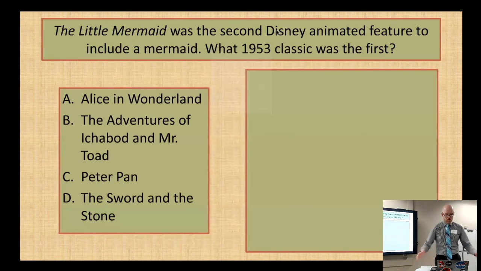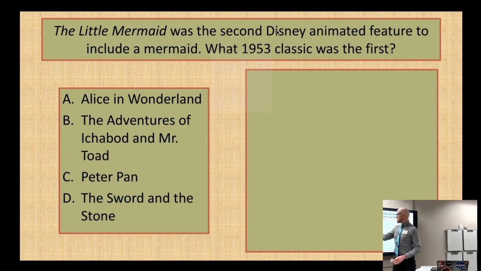All right. So, The Little Mermaid was the second Disney animated feature to include mermaids. What 1953 classic was the first? Oh, 1953, way too young. Alice in Wonderland, The Adventures of Ichabod and Mr. Toad, which, has anyone watched that in this room? Peter Pan, and The Sword in the Stone. I've seen all of them. I could never get through one as a kid. That was when you had to buy the second VHS tape. Yes. All right. I know these because I put this together.